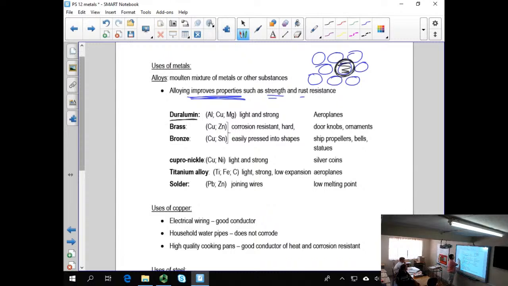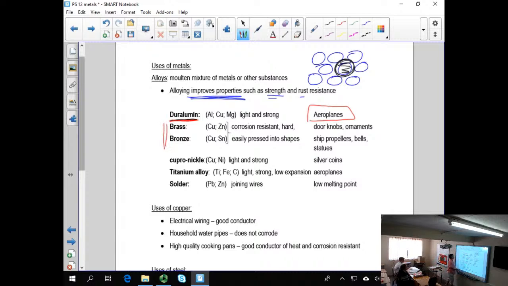A couple of alloys that you need to know the names of. Duralumin consists of aluminium, copper, and magnesium, and they build aeroplanes with it. Remember, aeroplanes are very large structures, they're very heavy. The heavier they are, the harder it is to get them in the air. It costs more money, requires more fuel. So by making the aeroplane as light as possible, it eventually leads to making more money in terms of better fuel consumption, eh? Okay, so duralumin consists of aluminium, copper, and magnesium.